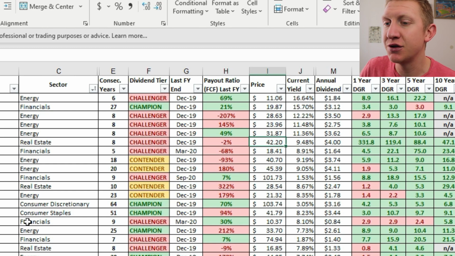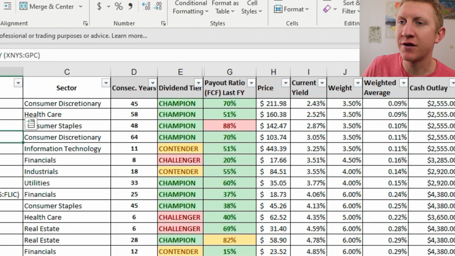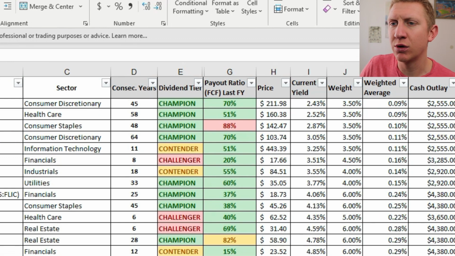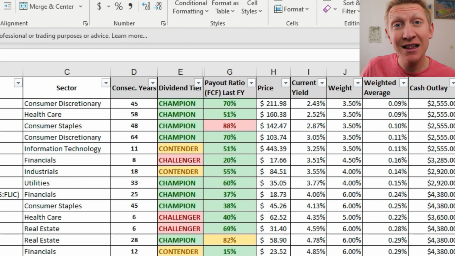So I'm going to click down here to the Average Joe portfolio. And here's the portfolio. We've got a total of 20 different dividend stocks. Okay, that's exactly what I was shooting for.